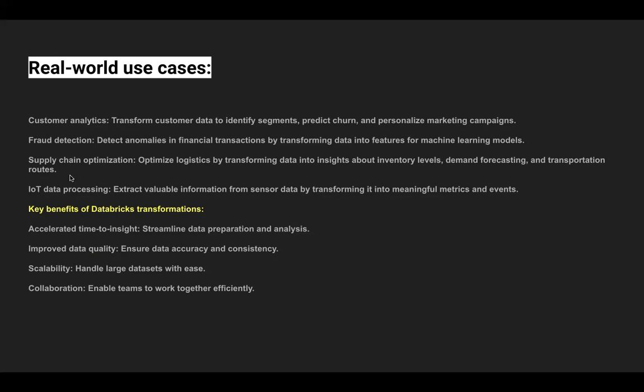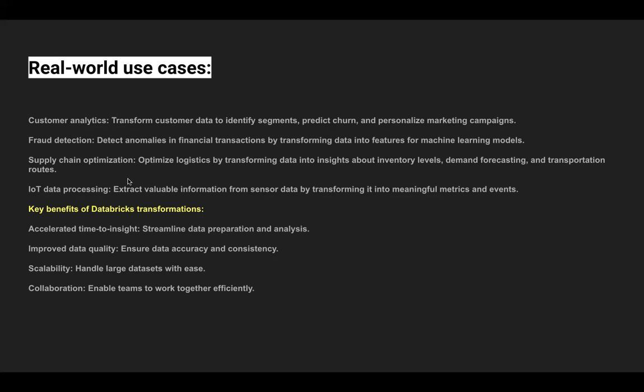Another use case is fraud detection: detect anomalies in financial transactions by transforming data into features for machine learning models. Suppose you want to detect suspicious financial transactions; the data can be transformed into features for machine learning models. With the help of a machine learning model, they can detect frauds, how the transaction happened, and when it happened. With this machine learning model, we can get all these things.